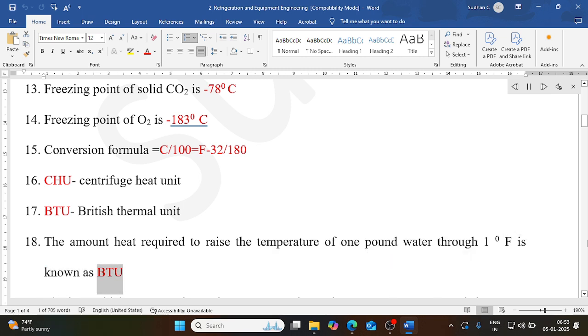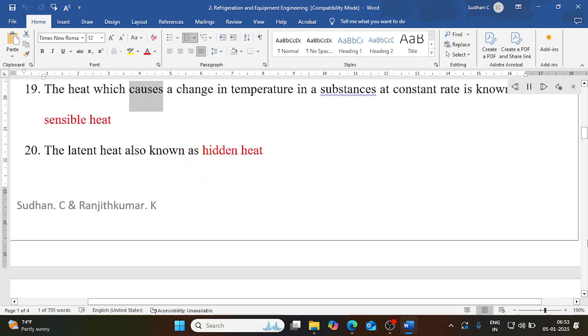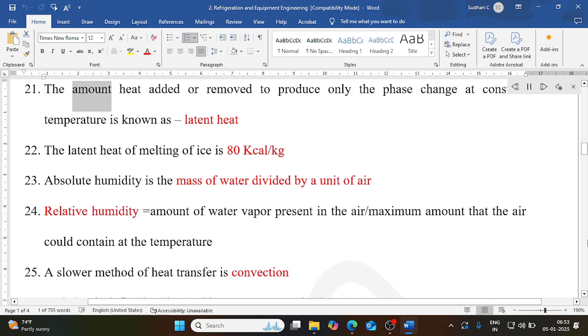The heat which causes a change in temperature in a substance at a constant rate is known as sensible heat. Latent heat is also known as hidden heat. The amount of heat added or removed to produce only the phase change at constant temperature is known as latent heat. The latent heat of melting of ice is 80 kilocalories per kilogram.